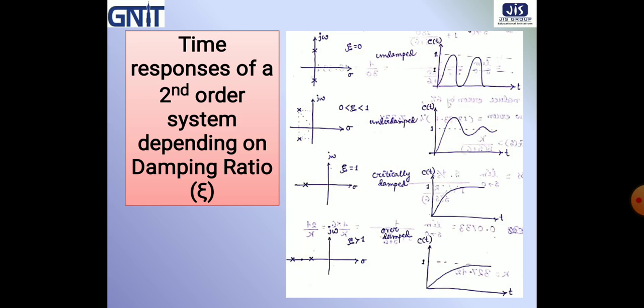Now just look at the figure. The topic is time response of a standard second order system depending on the damping ratio, that is zeta. In our lecture 12, we already saw the process of how we can calculate the time responses of the second order control system depending on the damping ratio zeta. Here we can conclude like this.